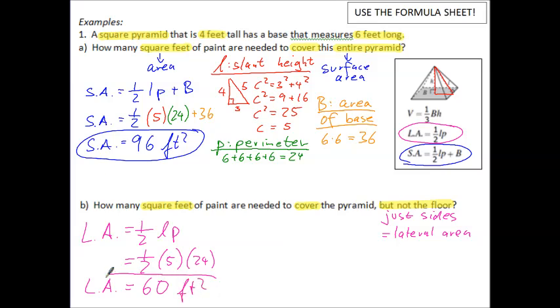And we could also have said the lateral area is the surface area minus the base, because the base is not part of the lateral area. Excellent. Well done, you guys, and let's move on to our next example.